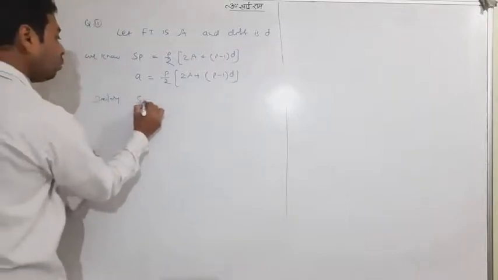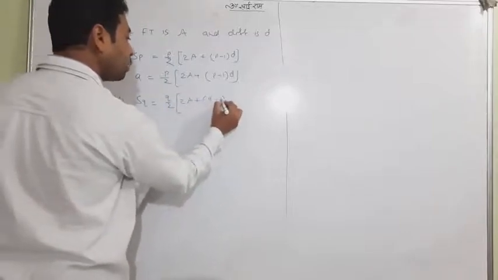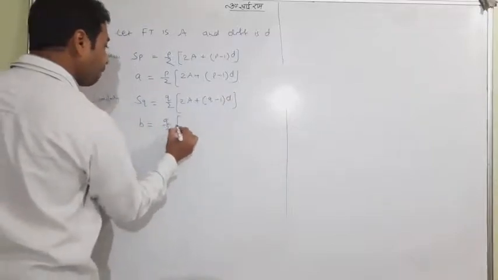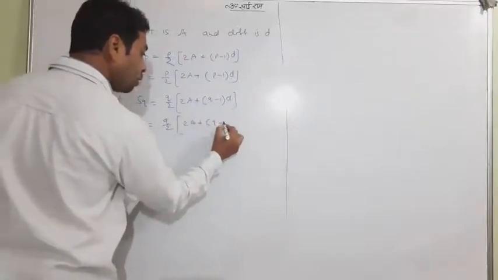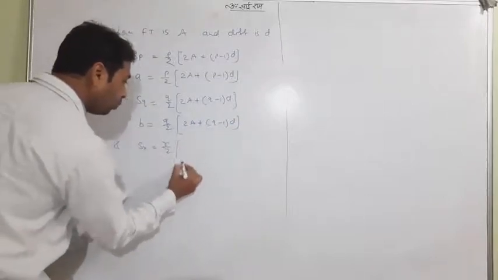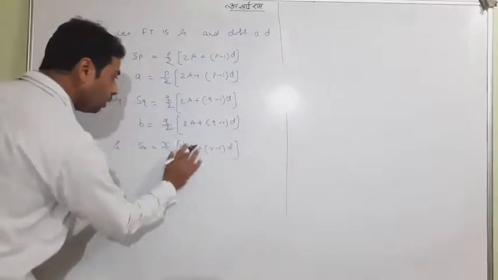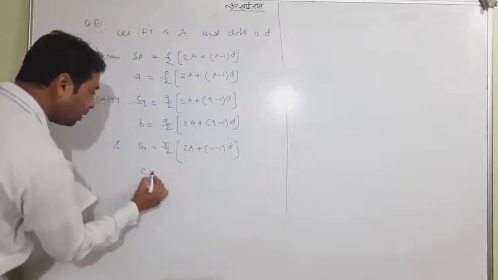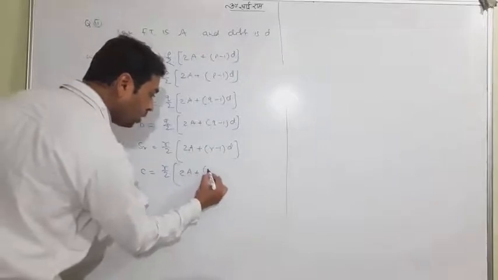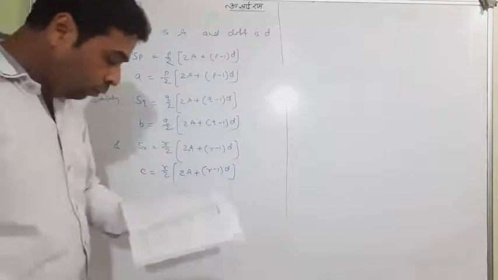Similarly, the sum of q terms is q by 2 into 2A plus q minus 1 into D, which is given as b. And S r is r by 2 into 2A plus r minus 1 into D, and this is c, the sum of r terms. So these three equations we have got.